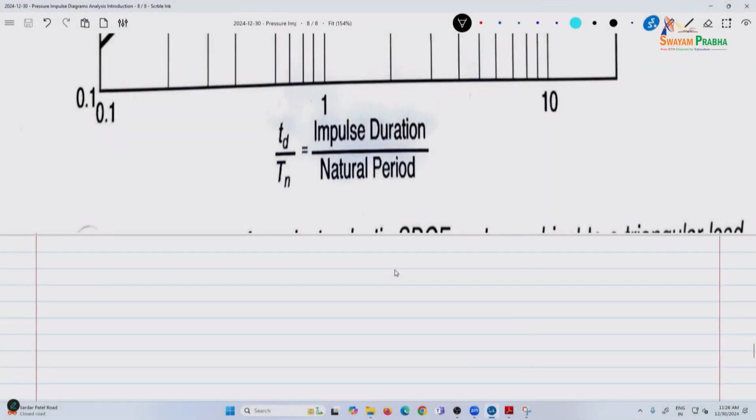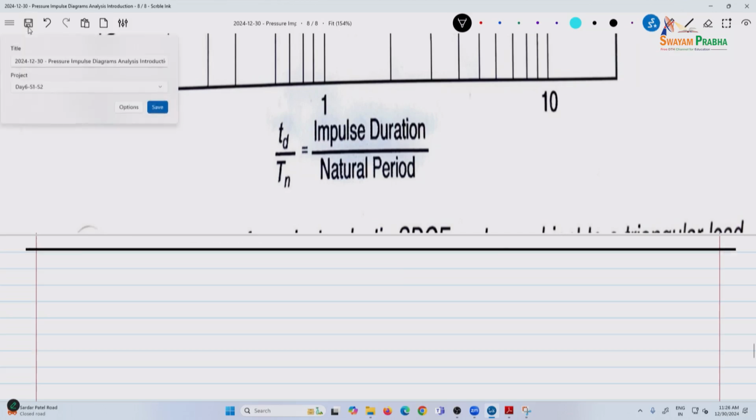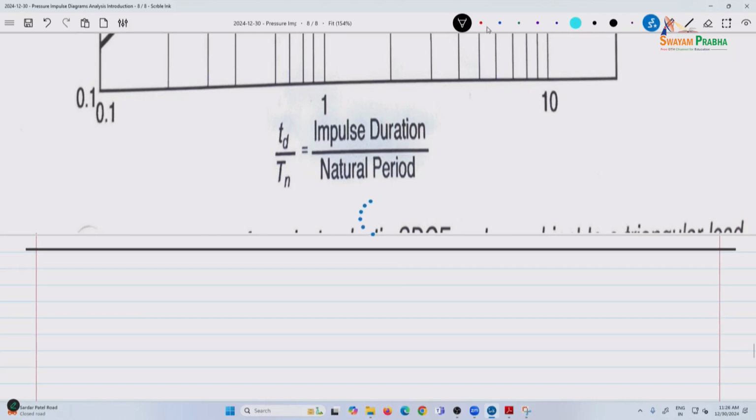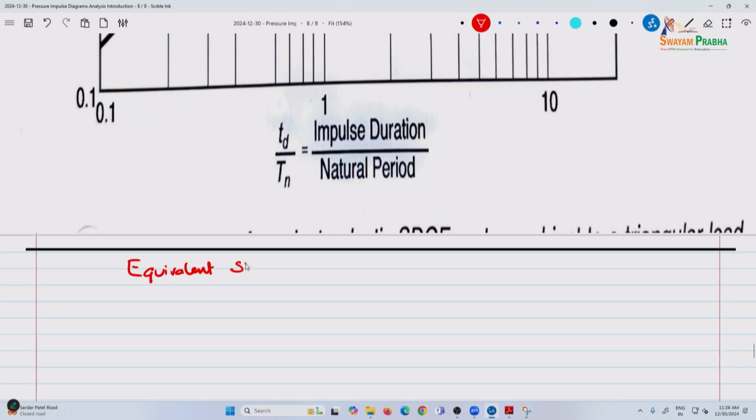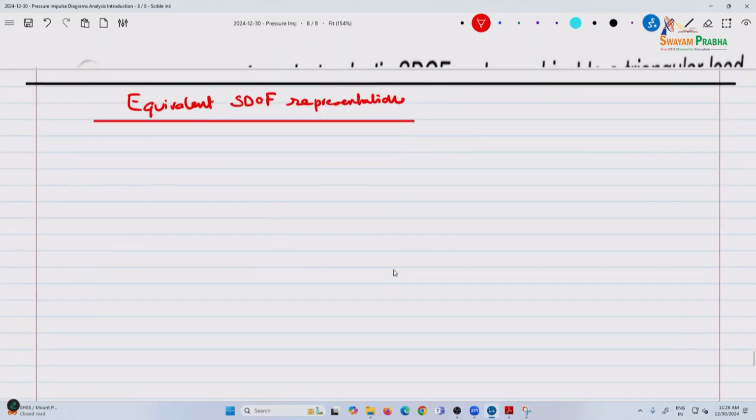Okay, we can get started, I think. So now we look at the concept of equivalent SDOFs, or SDOF representation. For instance, let's take a simple beam, and it's also simply supported.